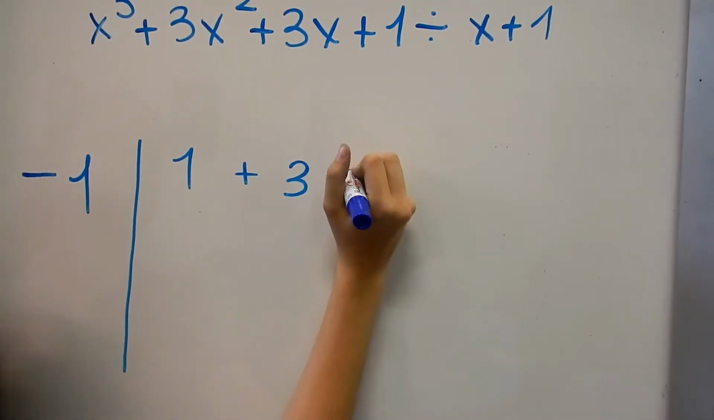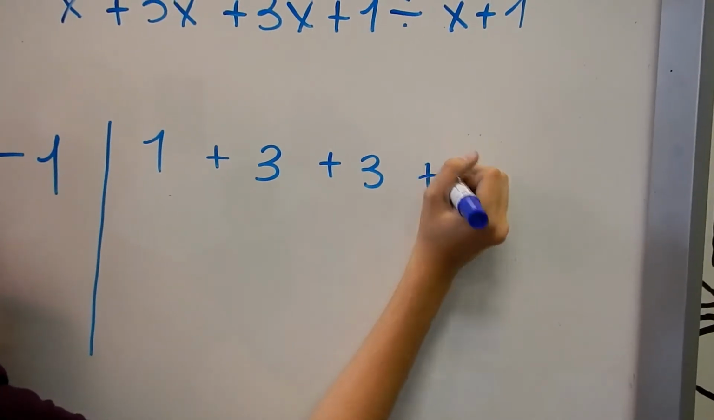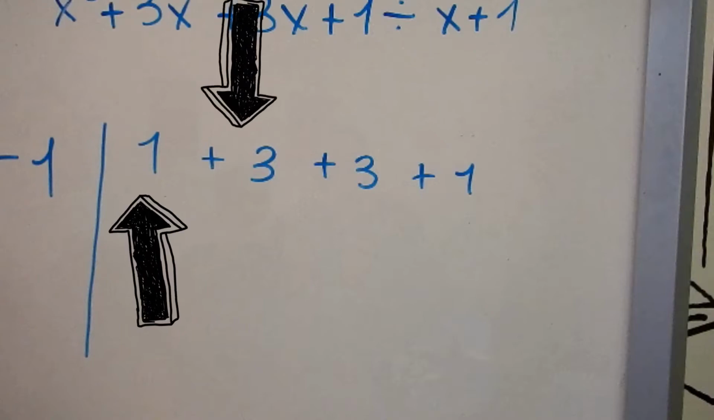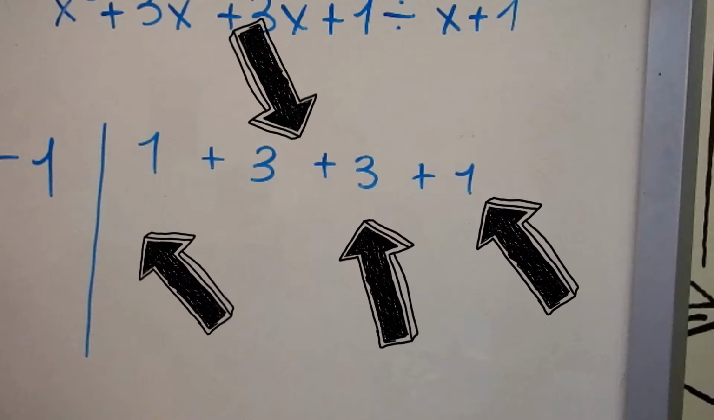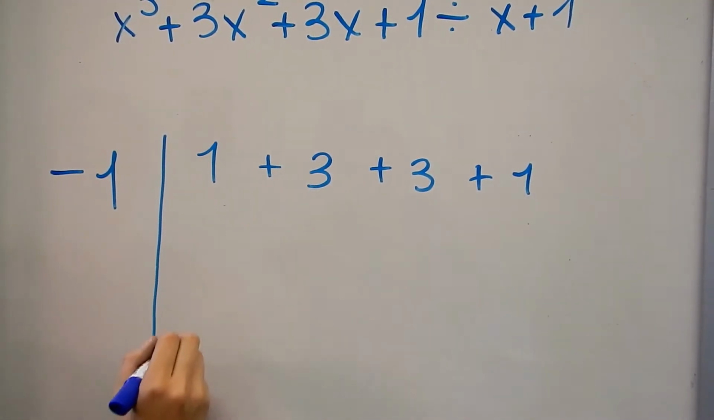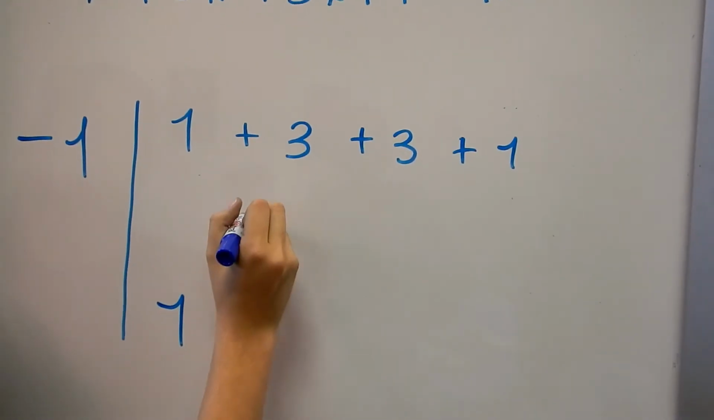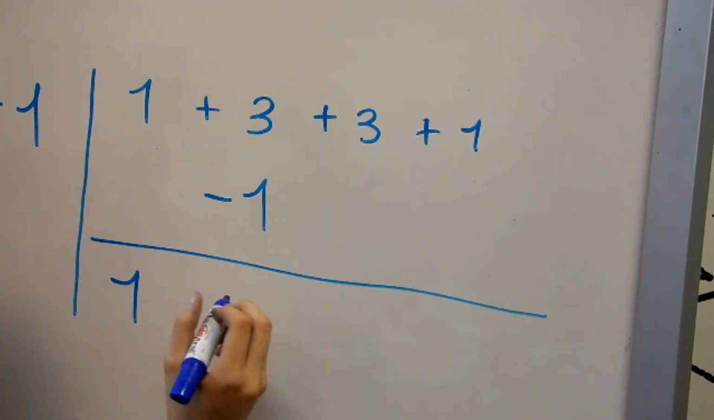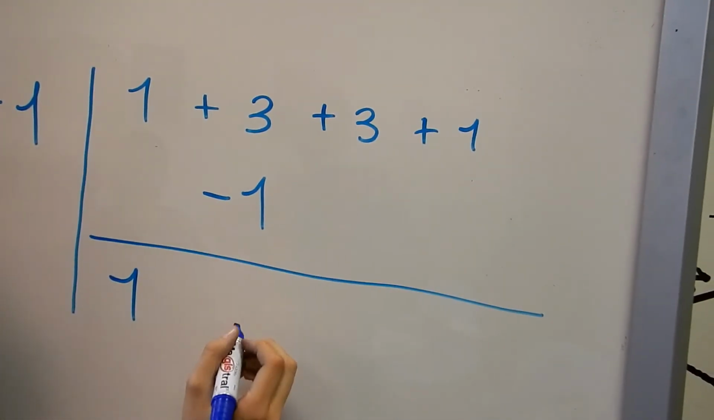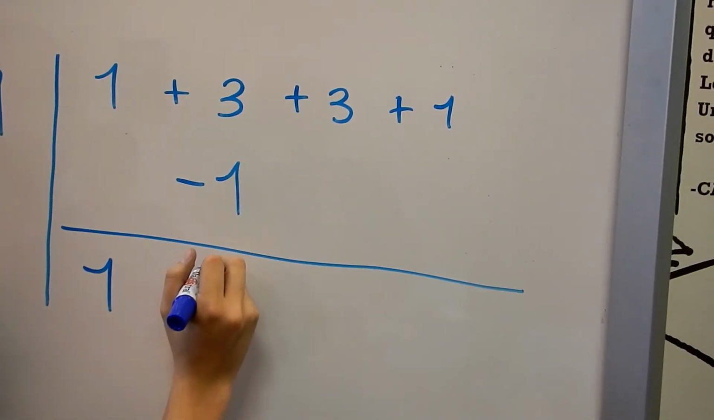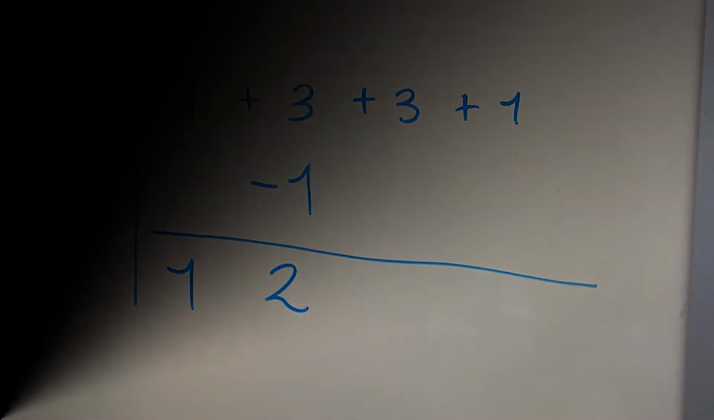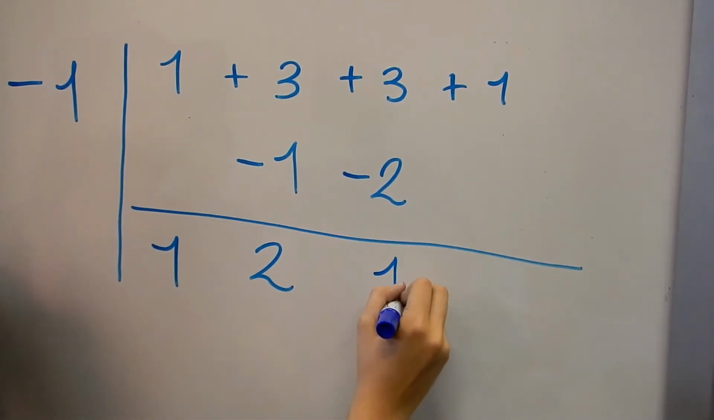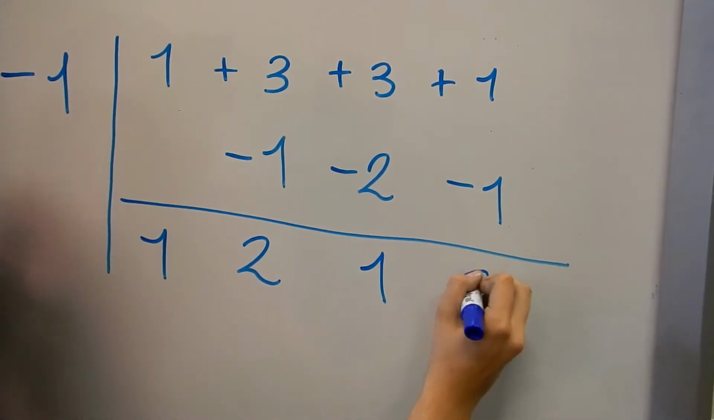Next, place the coefficients of the monomials in decreasing degree order. In this example, the numbers will be 1, 3, 3, and 1. To start performing the division, place the first number below the line and multiply it times -1. In this case, 1 times -1 equals -1. We will place this number below the next coefficient, which is 3, and add them to make a 2. We will repeat this process several times until we run out of coefficients at the top of the division.